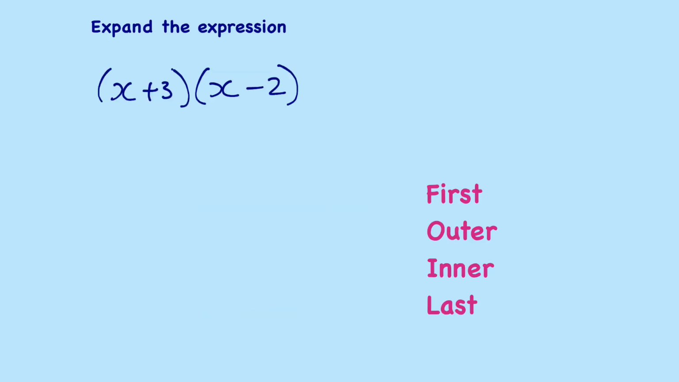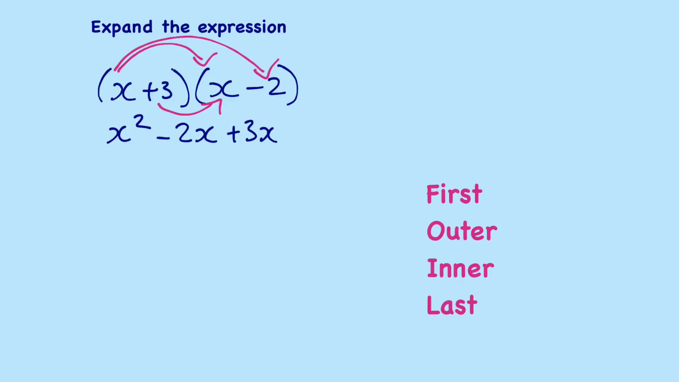Let's have a look at another example. So we're going to multiply the first two terms, x times x, which is x squared, then the outer two terms, so that's x times minus 2, which is minus 2x. Then we have the inner two terms, plus 3 times x, which is plus 3x. And then the last two terms, plus 3 times minus 2, which is minus 6.